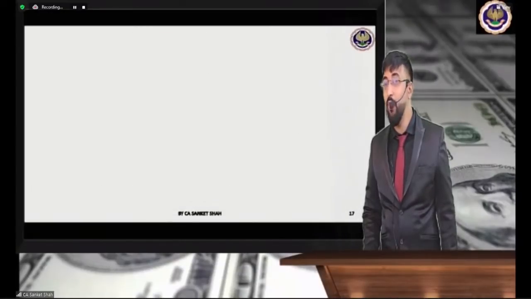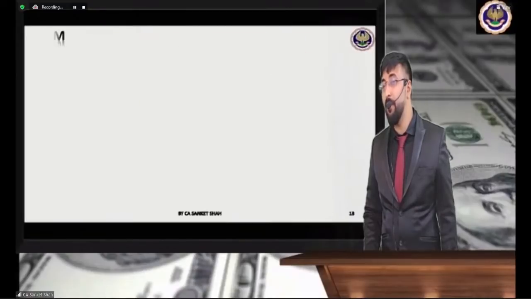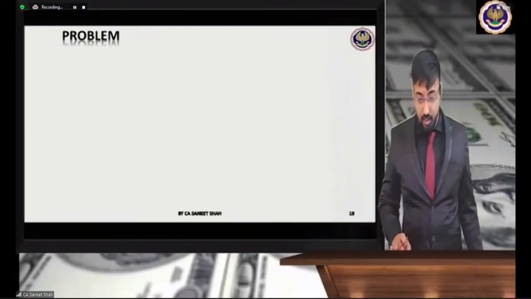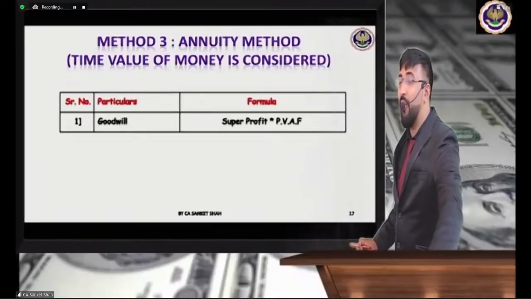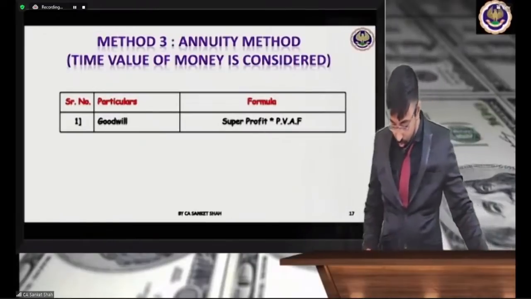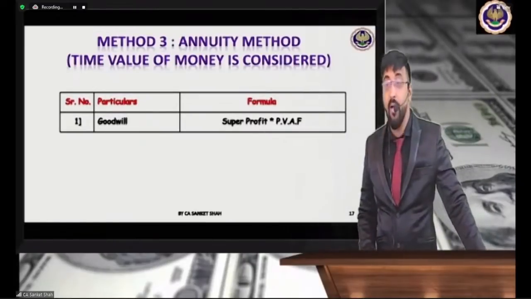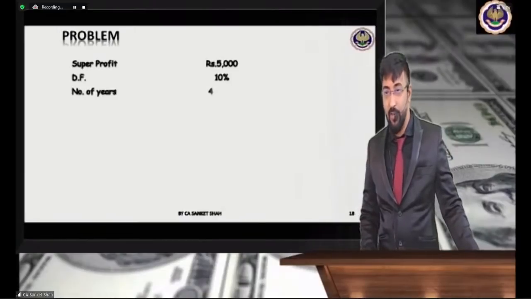Next method, annuity method. What is annuity method? This is the present value of super profit. Okay. So present value of super profit is known as annuity. So annuity, we will explain it in the next class. It is not possible to consider it now. So Ujjwal is asking me to explain annuity method, that we will explain in the next class. Don't worry.